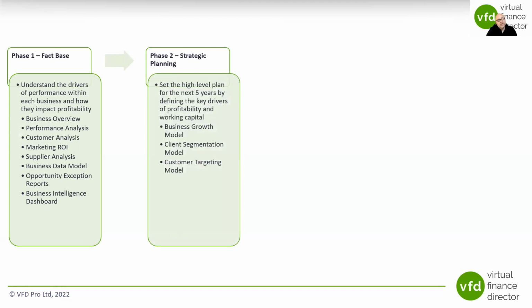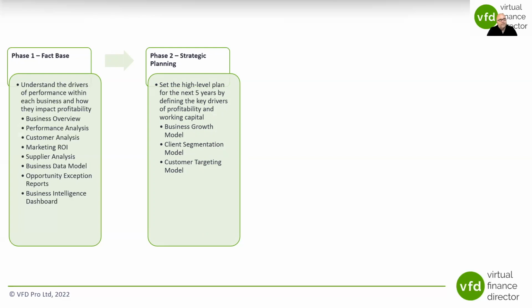We've then got our strategic planning tools. So business growth model, client segmentation model, customer targeting model, and they're there to help us set the high level aspirations annually for that business. So we can use the business growth model to work out what the customer acquisition, customer retention, margin and overheads need to be. We can use the client segmentation model to help us understand if we change the mix of services that we're offering, what impact that has on profitability. And then we can use the customer targeting model to help us identify where the low-hanging fruit are within our existing client base.